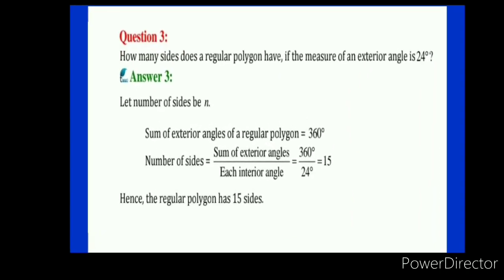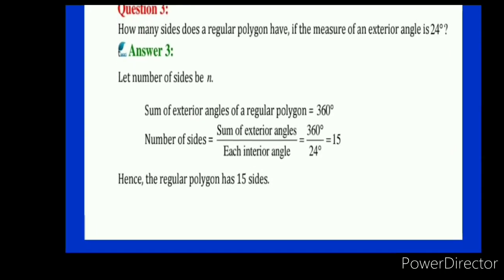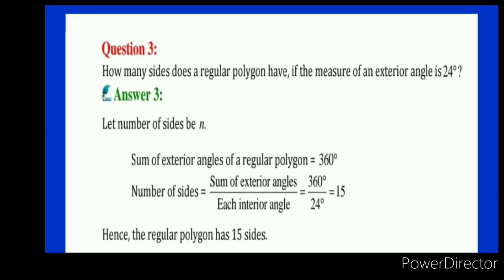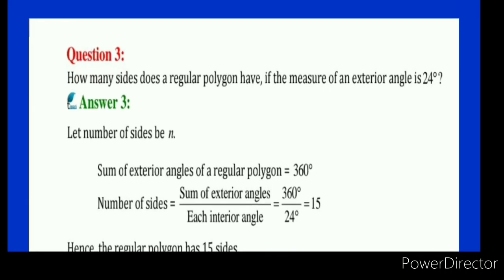Question number 3. How many sides does a regular polygon have if the measure of an exterior angle is 24 degree? See children, in this question they are given each exterior angle measure. But what is the name of the polygon? We don't know, because the name of the polygon is with respect to its sides. That sides only we are going to find now.